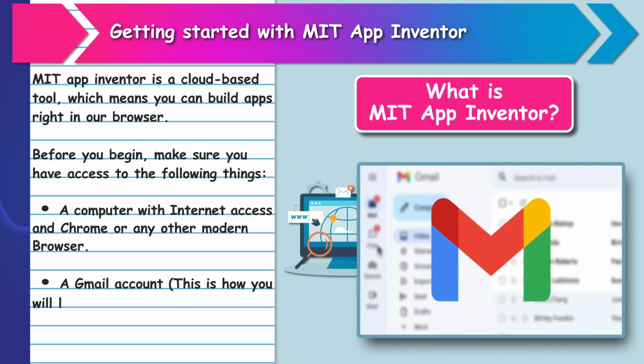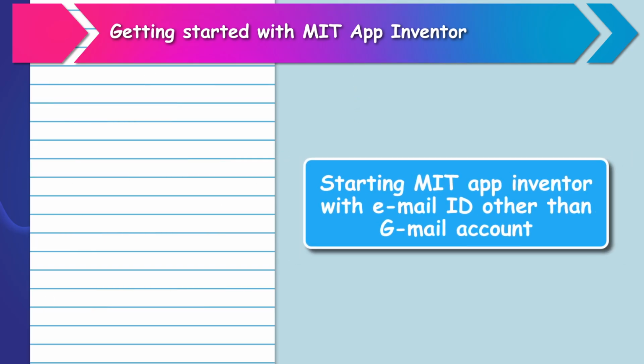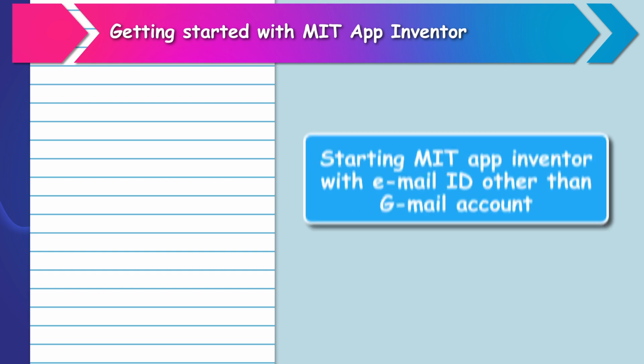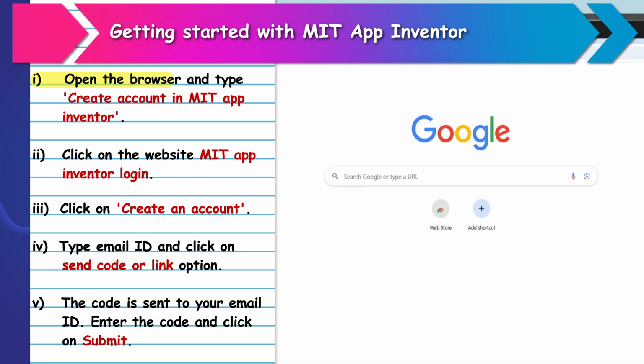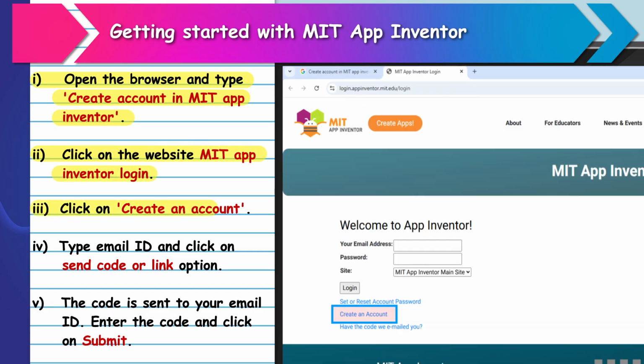This is how you will log in to App Inventor. Starting MIT App Inventor with email ID other than Gmail account. 1. Open the browser and type Create Account in MIT App Inventor. 2. Click on the website MIT App Inventor Login. 3. Click on Create an Account.